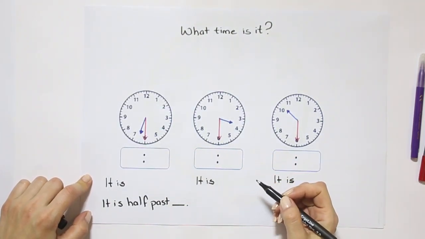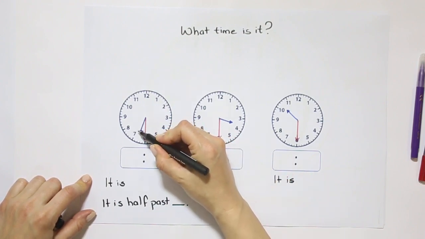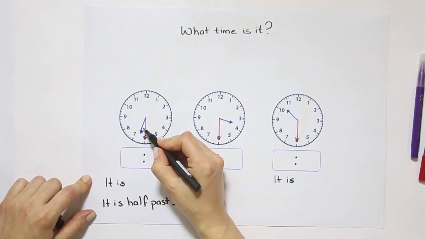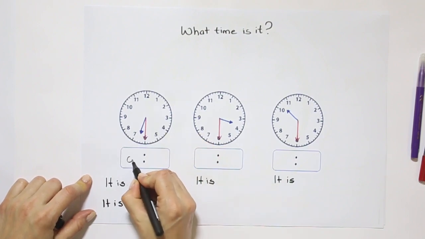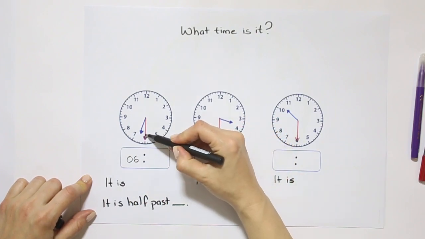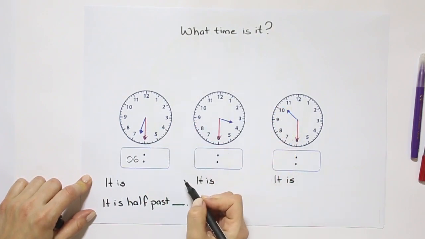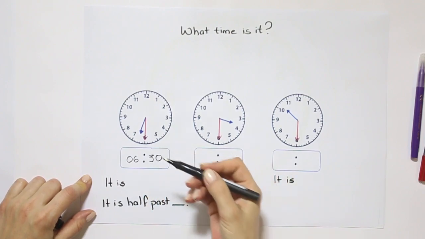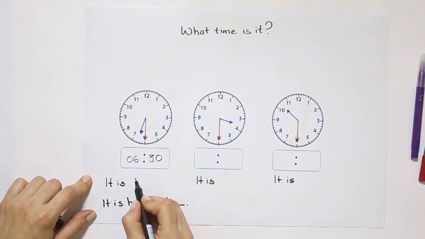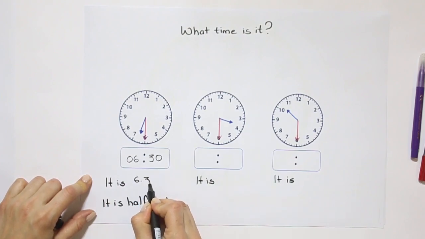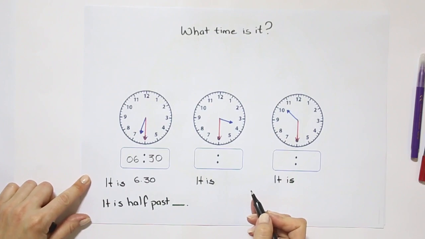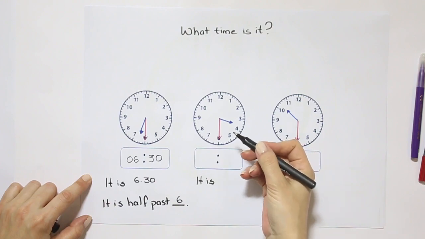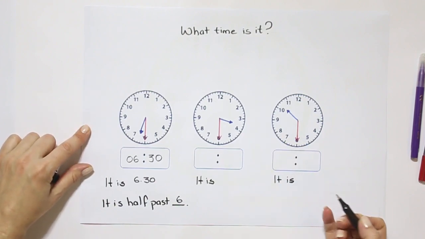Let's have a look at this clock face. The short hand is pointing between 6 and 7. We know the hour of the day is 6. The minute hand is pointing to 6. We know that means 30. What time is it? It is 6:30. We can also say it is 6:30. Let's have a look at another example.